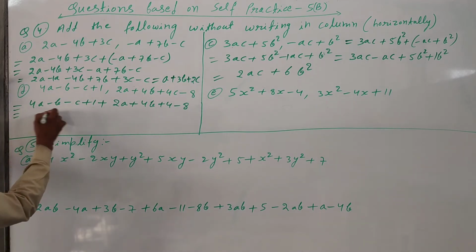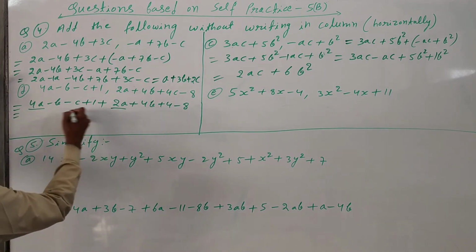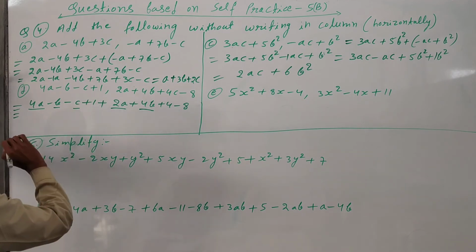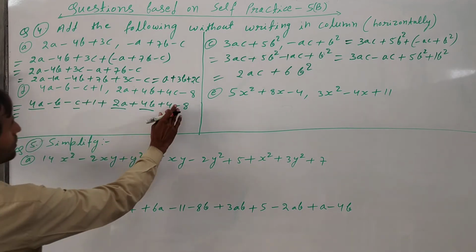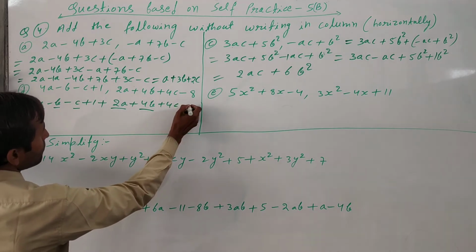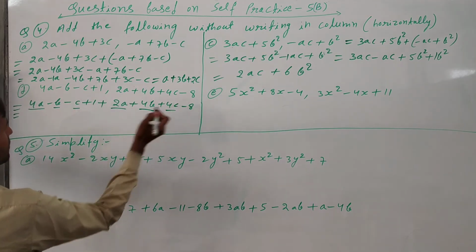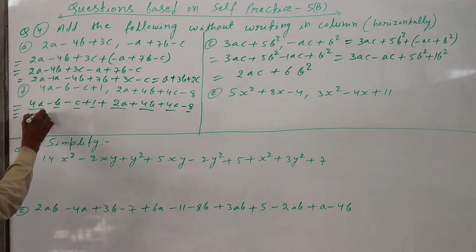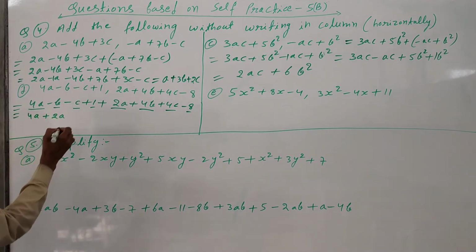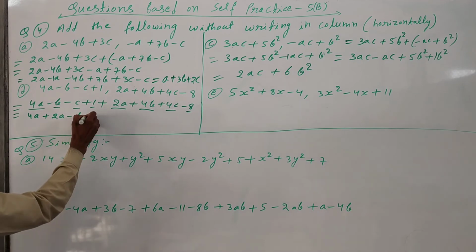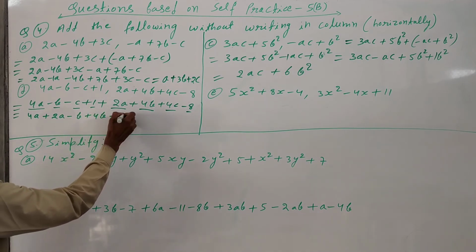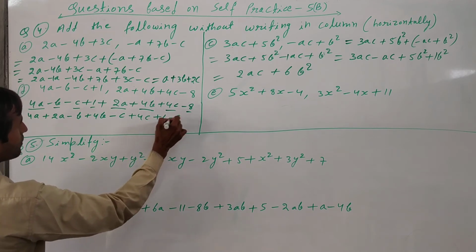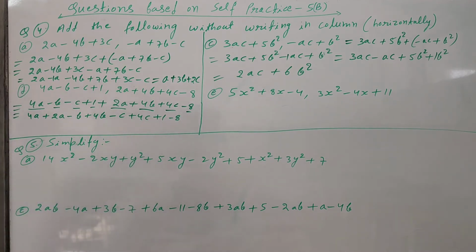So 4a, this one will arrange with this, this one will arrange with this c, 4c is there. So write down here 4c minus 8. So this c will arrange with this and 1 is arranged with minus 8. So 4a plus 2a, we will write like this, minus b plus 4b and then minus c plus 4c plus 1 minus 8. Now we will simplify.